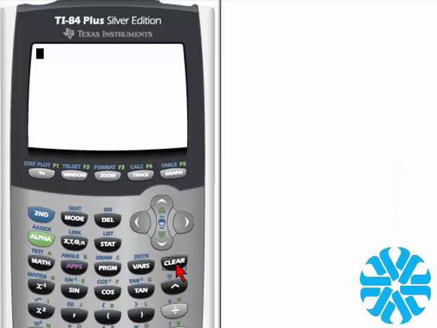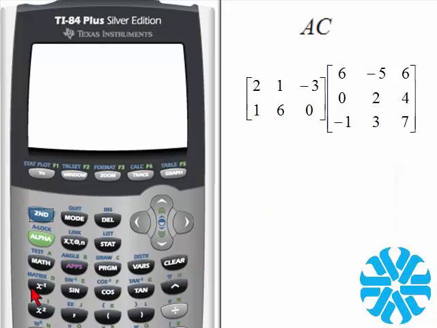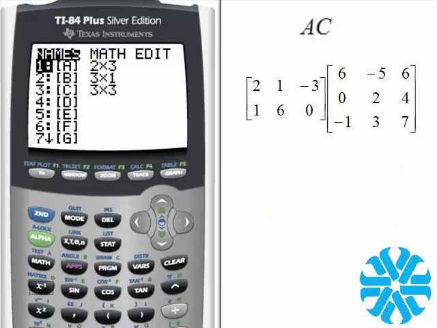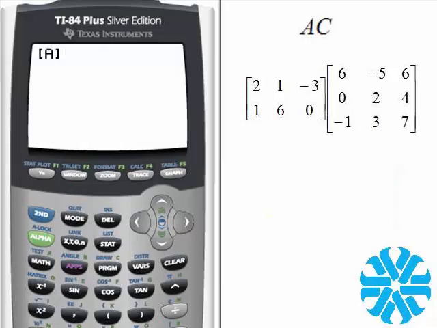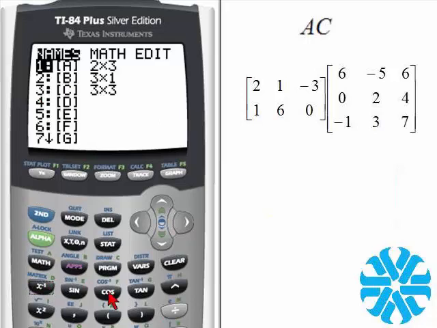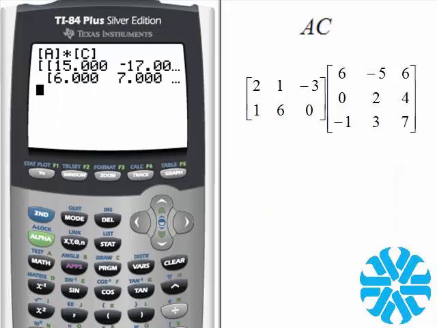Example number 2, we would like to compute the product of matrix A and matrix C. So we want second function matrix, we would like matrix A multiplied by matrix C. Now notice the number of columns of matrix A is equal to the number of rows of matrix C. So this will work fine. So let's go and select enter, and that's multiplied by matrix C, second function matrix, and number 3 we'll call up matrix C and select enter.